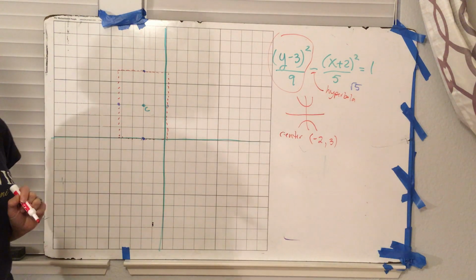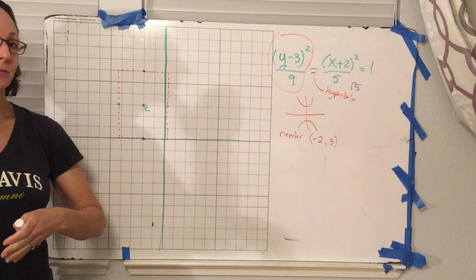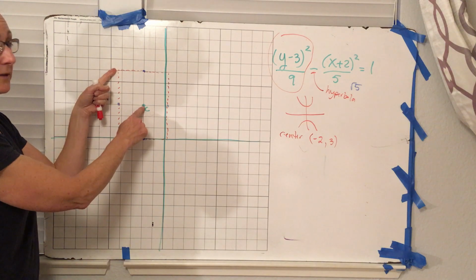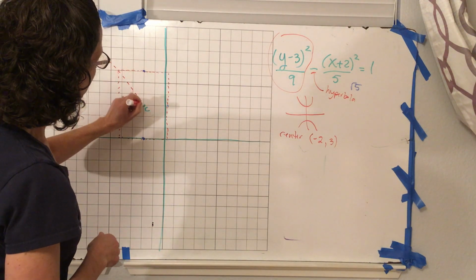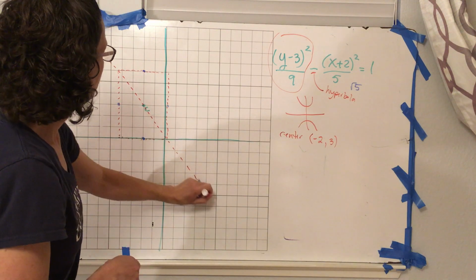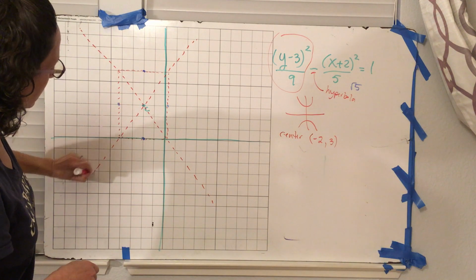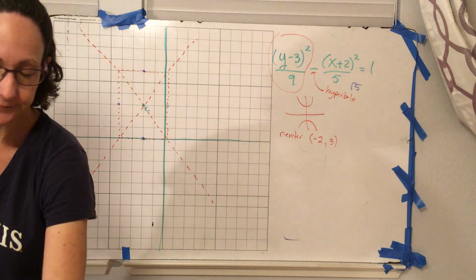The next thing you're going to do is draw asymptotes through the center and the corners of the box. So the corners of the box and the center are the asymptotes. So take your pencil and go straight through the corners, through the center, through the corner. Through the corner, through the center, through the corner. Okay, so this is the important part.